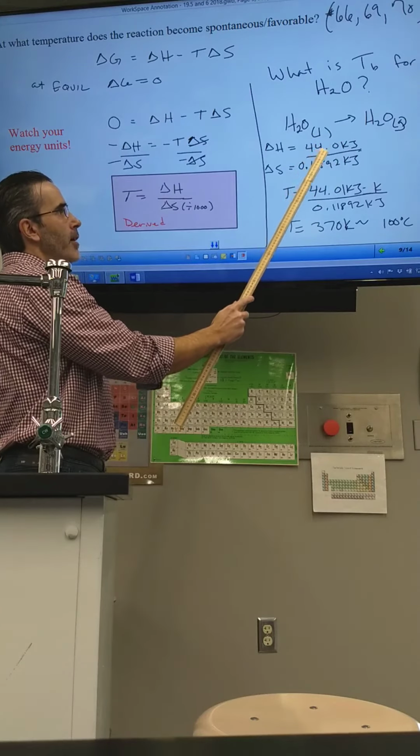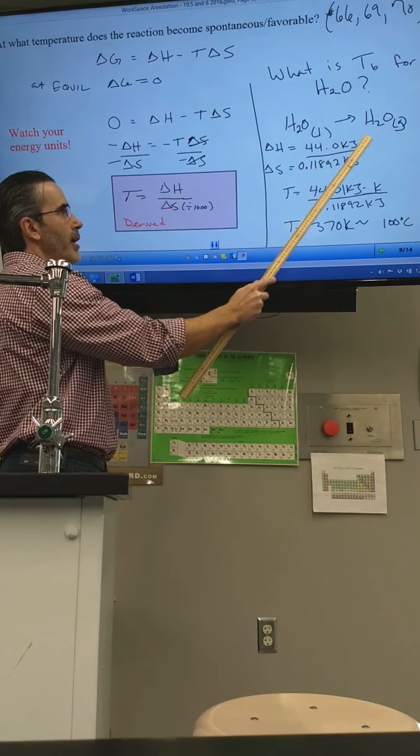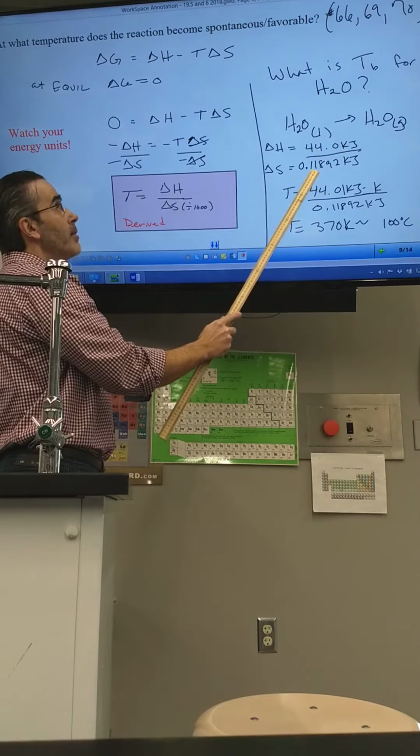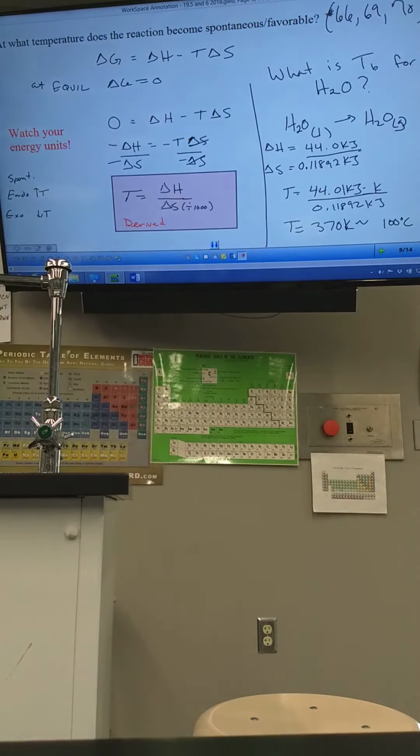And so we could find the delta H for that. This would be endothermic because you're boiling, adding energy. This is your delta S, and then divide that, and you get 370 Kelvin, which is pretty close to the boiling point. Remember, delta H and delta S do change with temperature, so the measurements in the back of your book are for 298, so if you were at 373, your delta H and delta S would change a little bit. So we're just going to get kind of a ballpark number here.